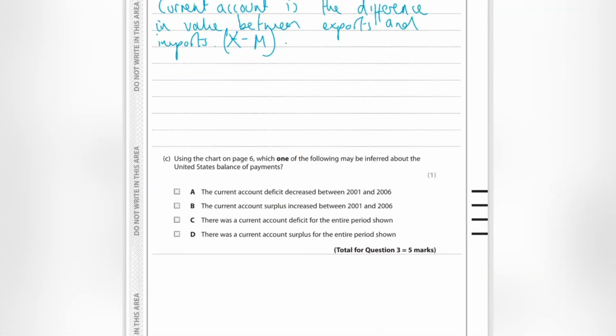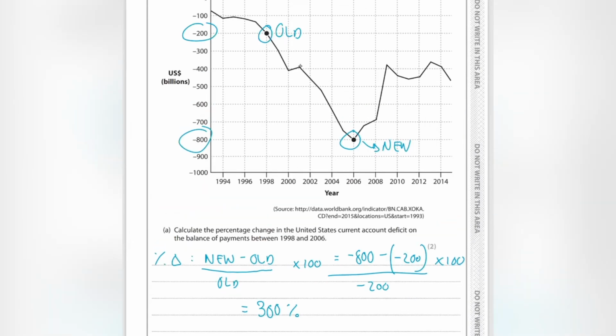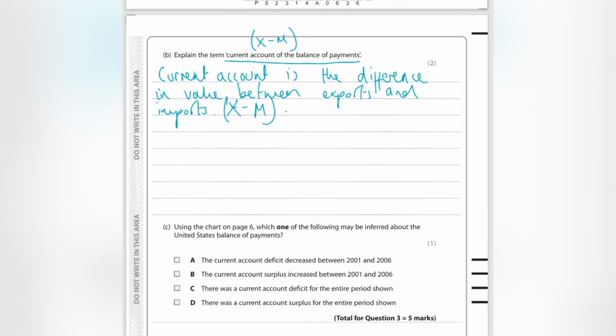Using the chart on page 6, which one of the following may be inferred about the United States balance of payments? The current account deficit decreased between 2001 and 2006. Okay, so 2001 is there, 2006 is there. So it says the current account deficit decreased. No, it increased. As in it got to a more negative number than it was previously. The current account surplus increased. Well, no. Again, it's a negative. If anything, the deficit increased. There was a current account deficit for the entire period shown, or there was a current account surplus for the entire period.